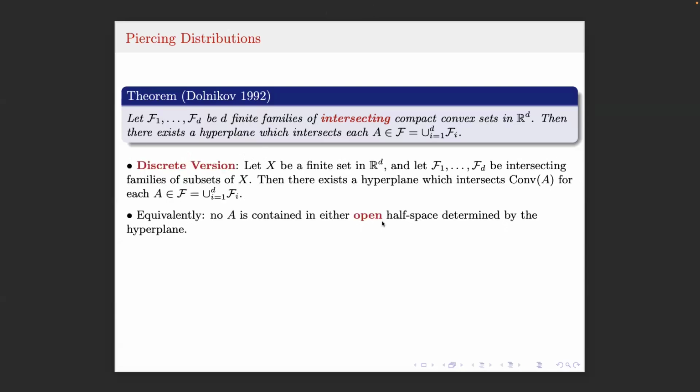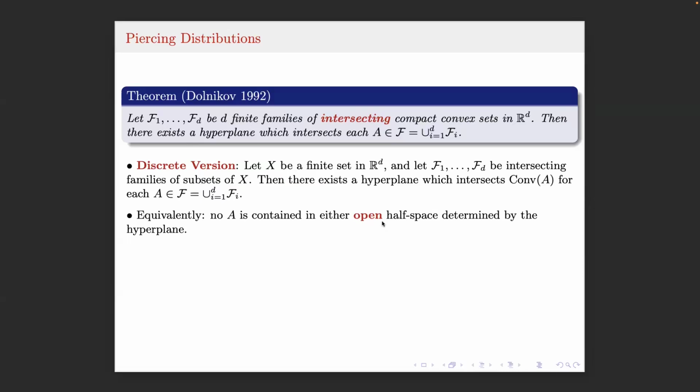So a discrete version of this statement, which with some work is actually equivalent, but we don't need that for this, we can say this. Let X be a finite set in R^d, and suppose I have d intersecting families of subsets of X. Then you can find a hyperplane which intersects the convex hull of every member of the family. This follows quite quickly just by looking at convex hulls.